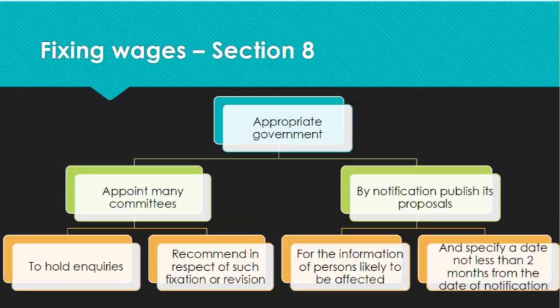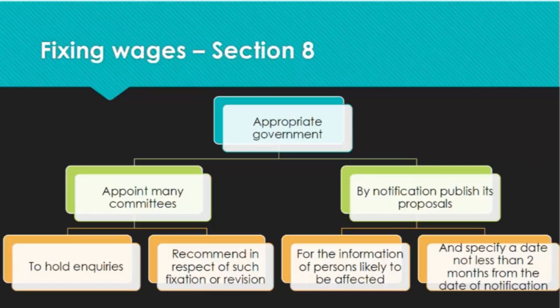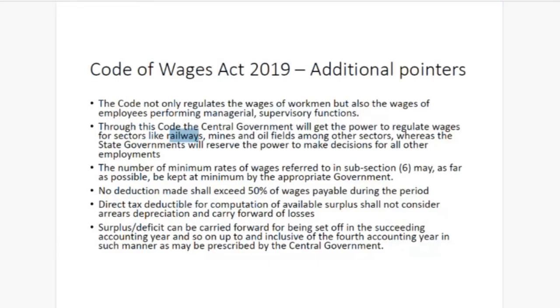Clear? So first, appropriate government sets up a committee. Committee will propose. Proposal will be published. 2 months time for any suggestions. 3 months time from the date of issue for implementation of the minimum wages. Clear? Yes, ma'am. This is also very important, minimum wages. Who will fix and how it has to be fixed. Okay?